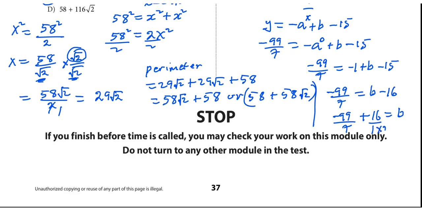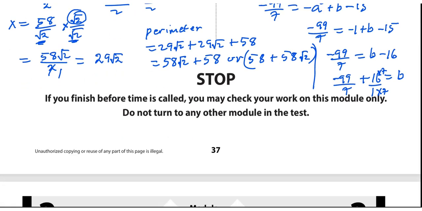We can now see this as over 1. So multiply this by 7 and also multiply 16 by 7. So we are going to have negative 99 over 7 plus 16 times 7. 7 times 6 is 42, write down 2, carry 4. 7 times 1 is 7 plus 4, it's 11. So this over 7 is equal to b. So if we subtract 99 from 112, this is going to give us 13. So we now have 13 over 7 is equal to b.